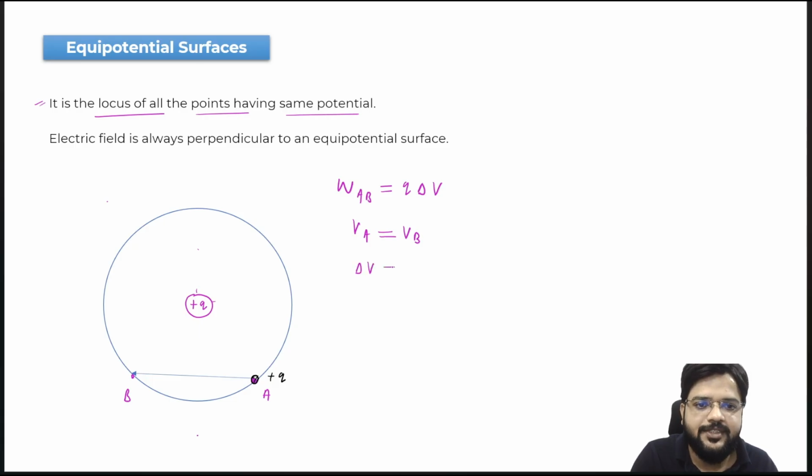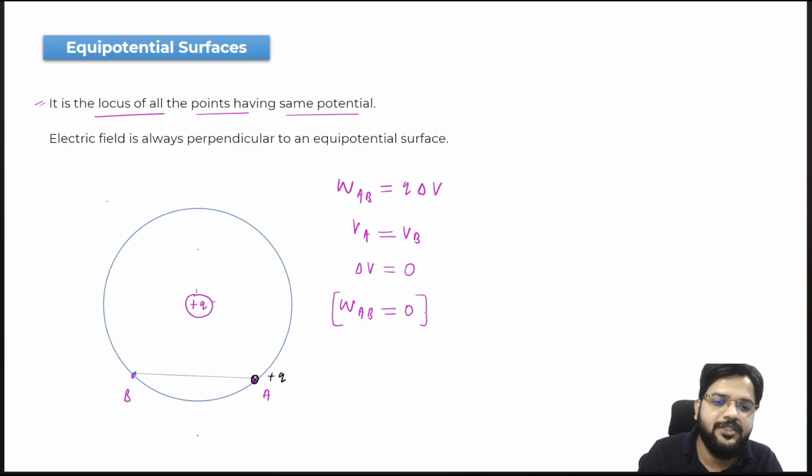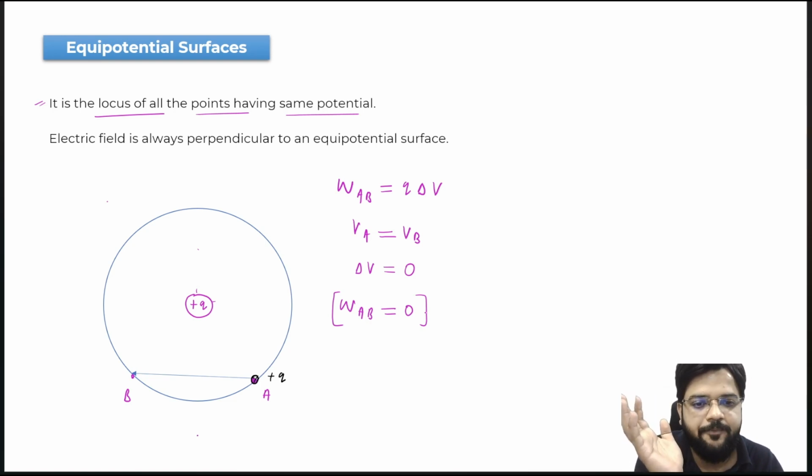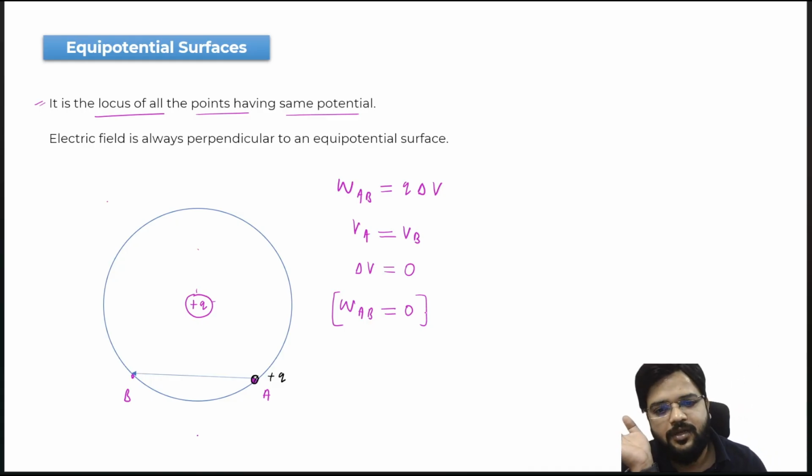So what is the del V? Del V is 0. So what is the work done to move from A to B? It is 0, everyone. So if we are moving one charge from one point to another point on the equipotential surface, then we will always get work as 0. But if we are moving from one equipotential surface to another equipotential surface, then we will not get it 0, everyone. Then it is not necessary. But if it is the same equipotential surface and we are moving from one point to another point on this same equipotential surface, then we will always get work 0. Alright.